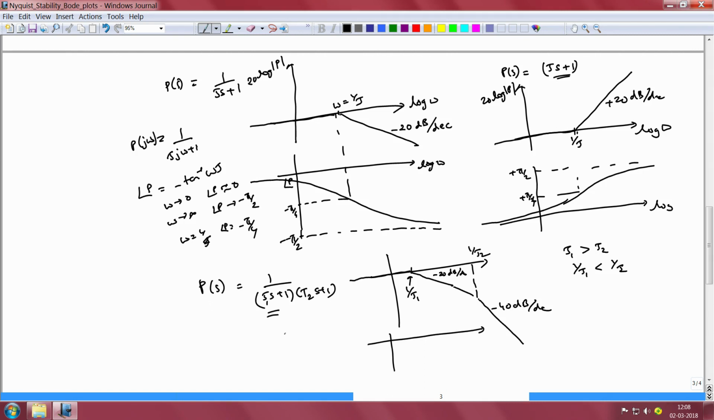and as far as the phase characteristic is concerned, each of these terms 1 by tau 1 s plus 1 and 1 by tau 2 s plus 1 contribute to a phase lag of minus pi by 2 when omega tends to infinity, and each of their phases is close to 0 when omega is close to 0. So the rough phase plot would start at 0 radians and would asymptotically approach minus pi radians. So unlike the first order system, a second order system's phase lag goes from 0 to minus pi instead of 0 to minus pi by 2.